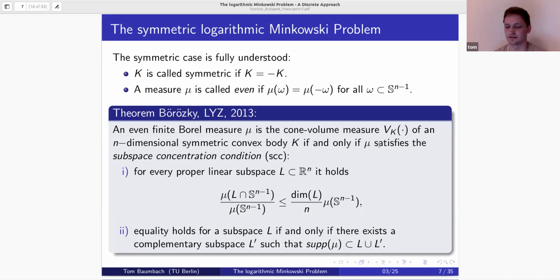And now we have a second case in which precisely equality occurs, namely equality holds for subspace L if and only if there exists a complementary subspace L prime, meaning that L and L prime form a direct sum of the whole space Rn, such that the support of mu is contained in L union L prime. Okay, now that's a symmetric case, fully understood, very nicely, but what about the general case?